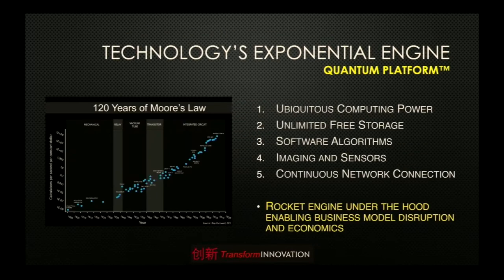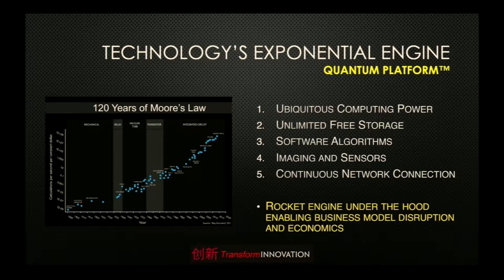So when we go through and take a look at why disruptive technology has such a huge economic impact, we've developed what we call the quantum platform model. Essentially, think about it like a car engine, where everything that is built on top of it is powered by the ability of the car to provide energy and power to move it forward, okay? So we call it the rocket engine under the hood.